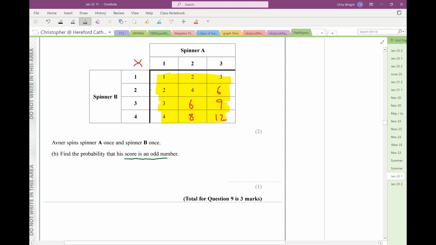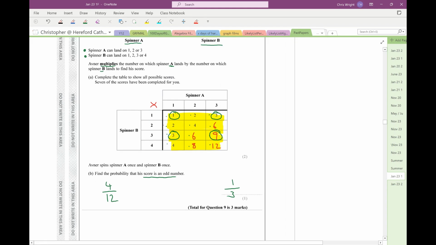Well, how many of those scores are odd? That's odd. That's odd. None of those are odd in the middle column. That's odd. That's odd. Look at that. 4 of them are odd, aren't they? Out of how many altogether? 1, 2, 3, 4, 5, 6, 7, 8, 9, 10, 11, 12. 4 out of 12, which you can cancel to 1/3. And that's question 9 done.